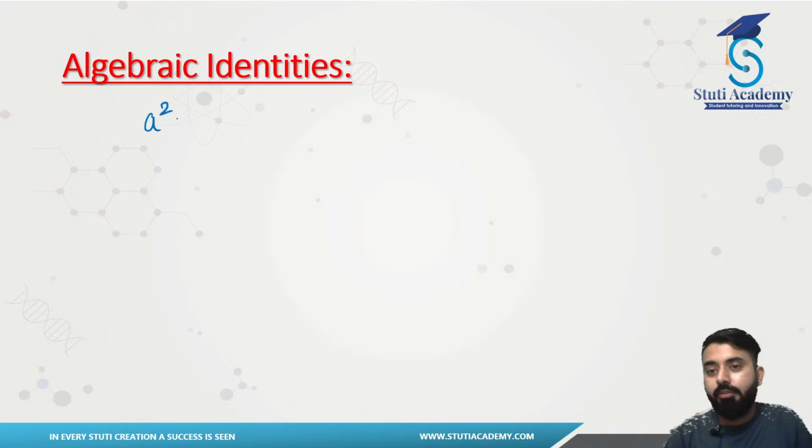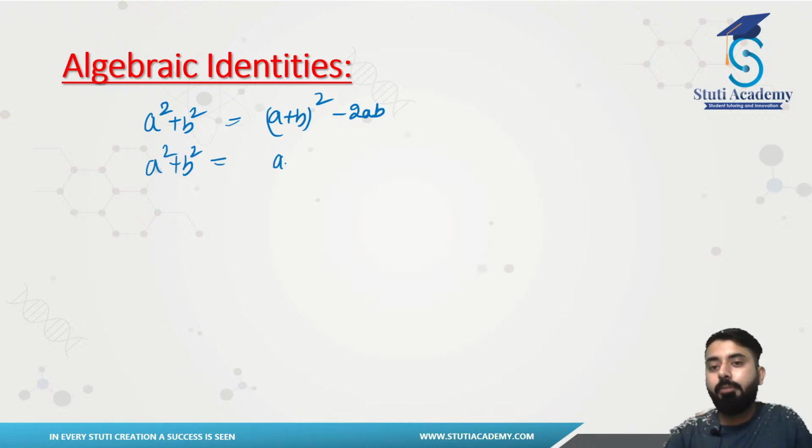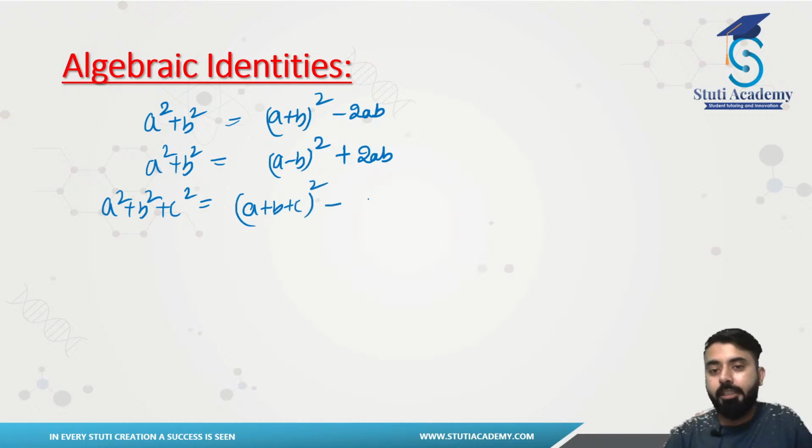If we want to find the value of a square plus b square, it can be (a plus b) whole square minus 2ab. If you want to find a square plus b square and you have been given a minus b, it should be (a minus b) whole square plus 2ab, right? If you want to find a square plus b square plus c square, that will be (a plus b plus c) whole square minus 2 into (ab plus bc plus ca). That is the case here, if you want to find these values.